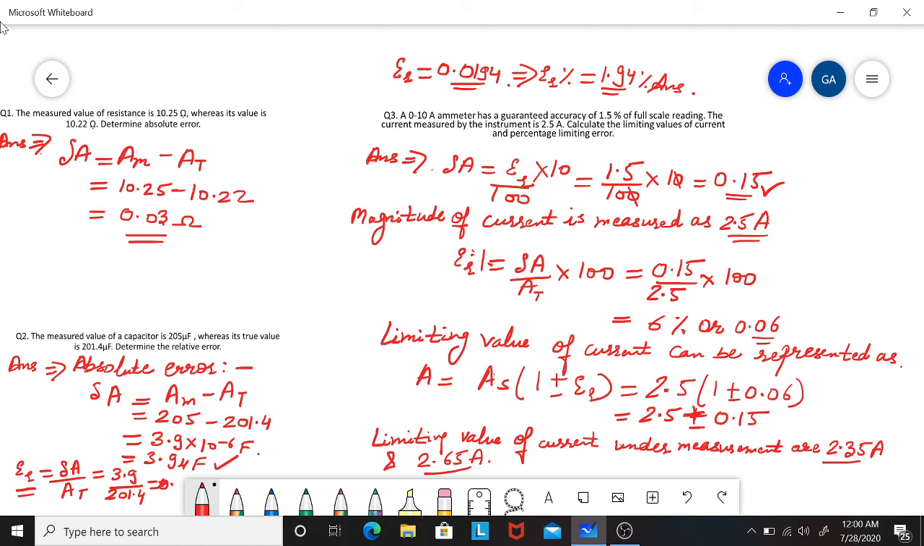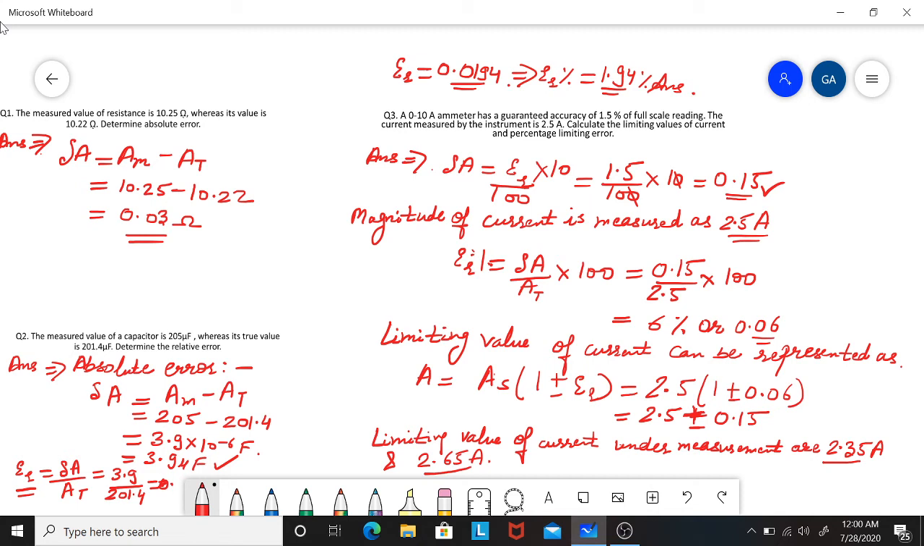Now the limiting value of current can be represented as As(1 ± εr), or as As ± δA. So this is your δA, which is 0.15. δA can be further represented as εr into At or As, so this I have done. So it can also be written as As(1 ± εr). So the limiting values of current under measurement are 2.35 and 2.65 ampere. I hope this numerical is clear to everyone, right?